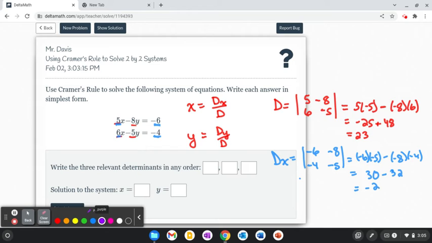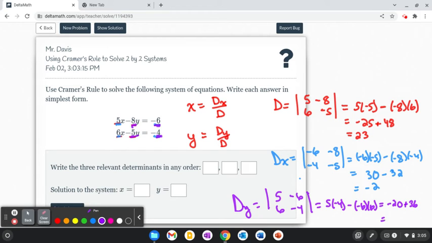And then last one we're going to do is d sub y. So with the d sub y, we're going to replace the y coefficients with these constants over here. So it's going to be the determinant of 5, 6, -6, -4. And then we'll do our determinant. So 5 times -4 minus -6 times 6. And we get -20 plus 36, which is 16.